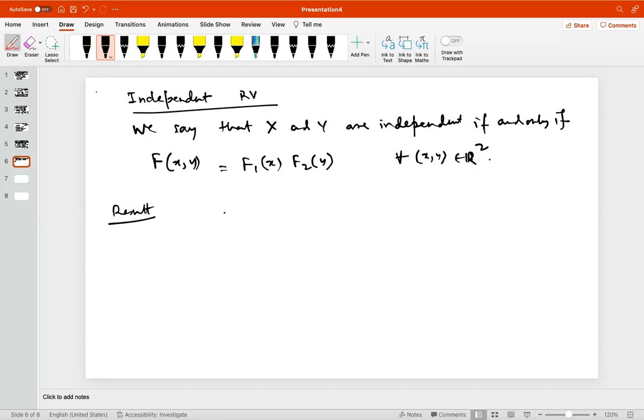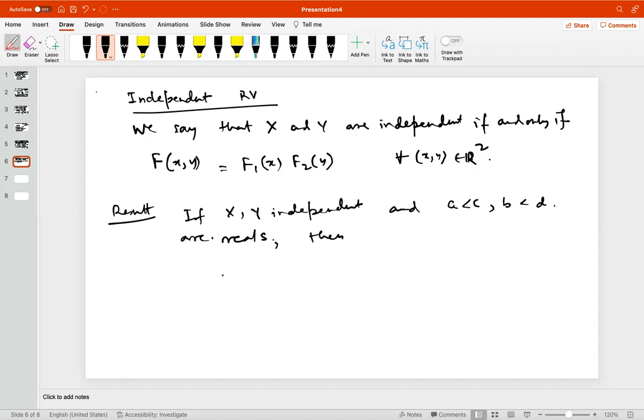You can easily prove this result. If X and Y are independent, and you take some a less than c and b less than d, these four are real numbers, then what happens? Then the probability that X lies between a and c and Y lies between b and d is just the product of these two.